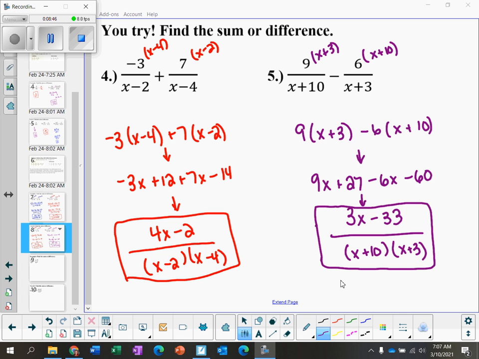One thing I do want to note is we usually will not multiply the bottom out to actually get a simplified polynomial. We're going to leave it in its factored form. Right? So don't ever do the extra work of multiplying these out fully when we're doing our adding and subtracting.